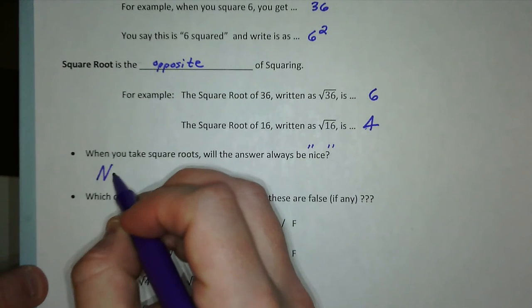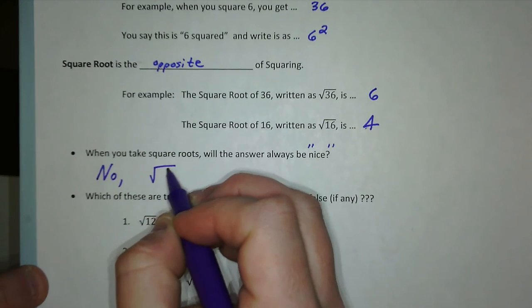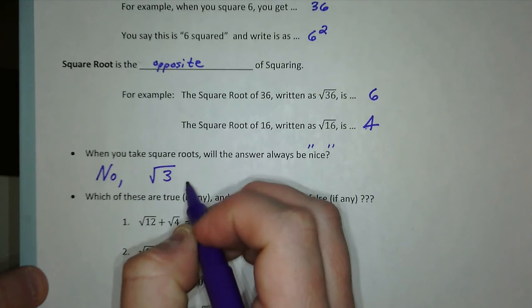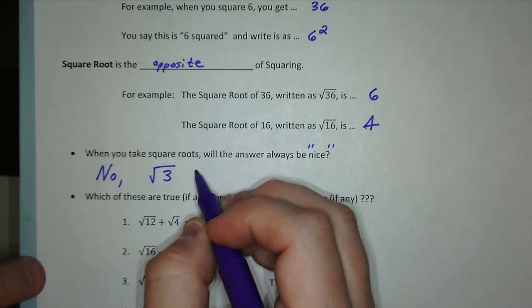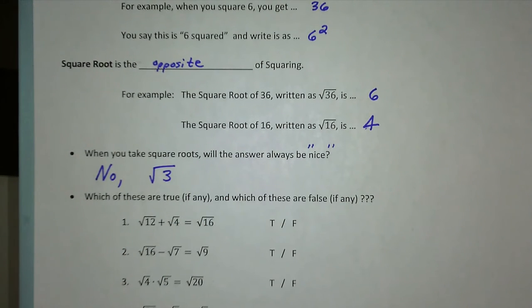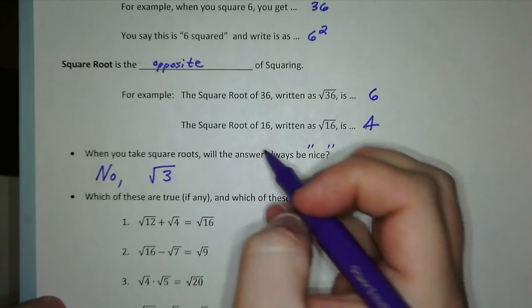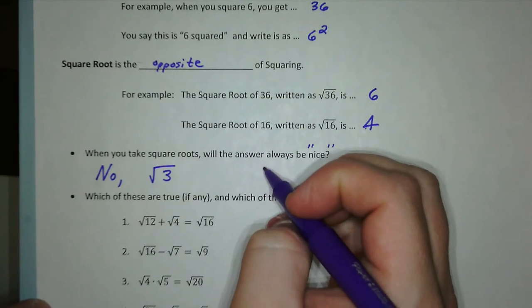The answer is no. Just think about the square root of 3 or the square root of 7. The square root of 3 is not a very nice answer. It's not just some whole number. Think about it. What number times itself would be 3? Nothing nice, that's for sure.